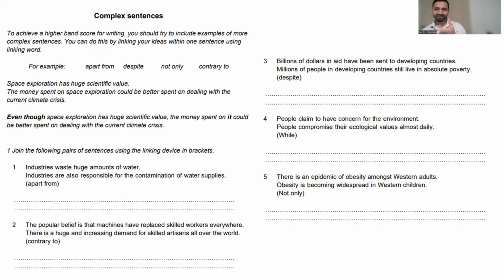Even though, you start the sentence with "even though", you can use it in the middle as well, but I'm using it at the start. The linking word can be used in the middle or at the start. Even though some exploration has huge scientific value, comma, don't forget your comma, punctuation is very important. So use that comma, and then you're talking about the money spent on it. On it, you're using a pronoun here now for exploration. Could be better spent on dealing with the current climate crisis, right? So that's how you're going to do it.